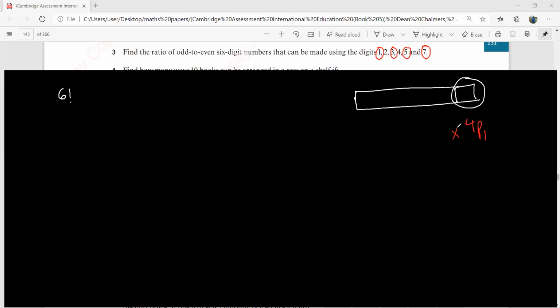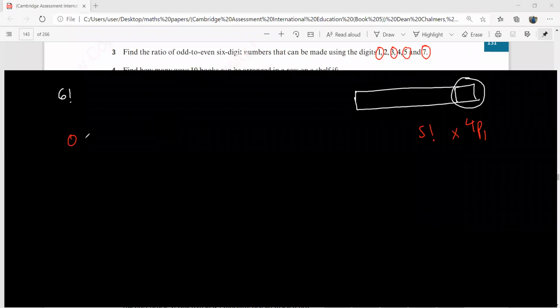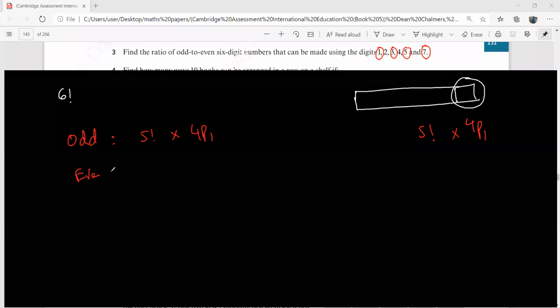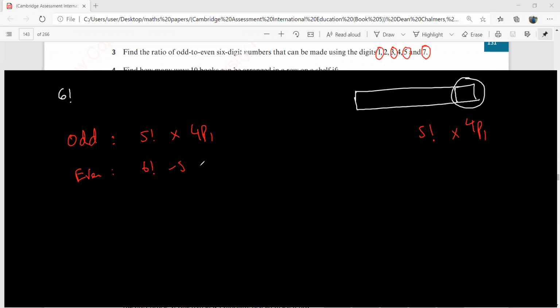And now, how many slots do we have to fill in? 5. And how many digits are available? 5. So that is going to be 5 factorial or 5p5. So your odd numbers are 5 factorial times 4p1. And for the even numbers, you simply subtract these from 6 factorial. Since it's asking for the ratio, let us just find the even numbers.